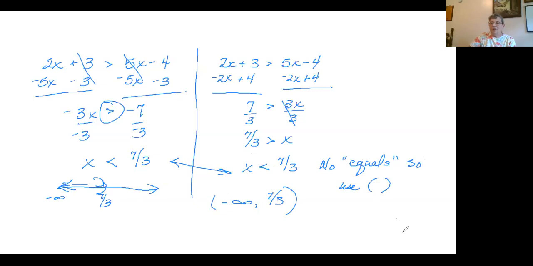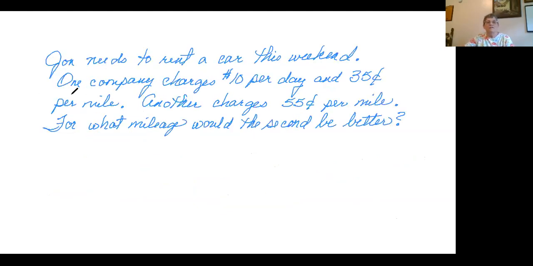Now, if we flip back a page, this is an example of an inequality word problem. John needs to rent a car this weekend. One company charges $10 per day and 35 cents per mile. A second company charges just 55 cents per mile. For what mileage would the second be better?